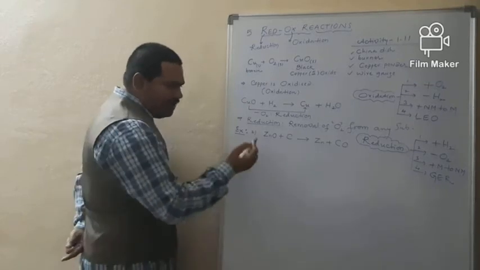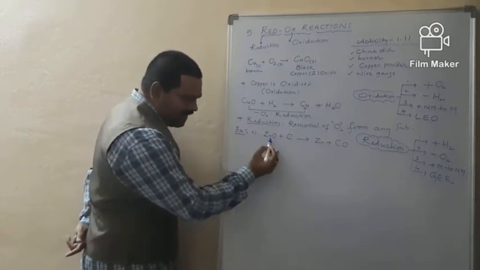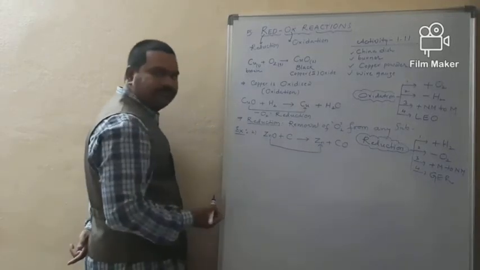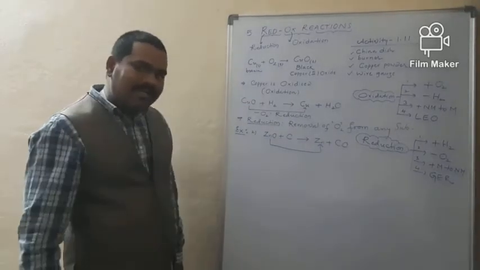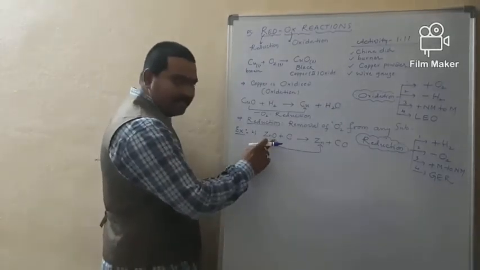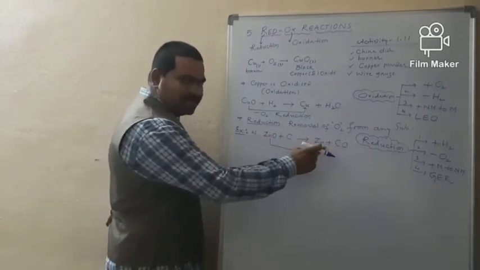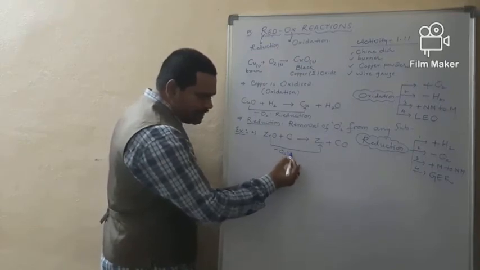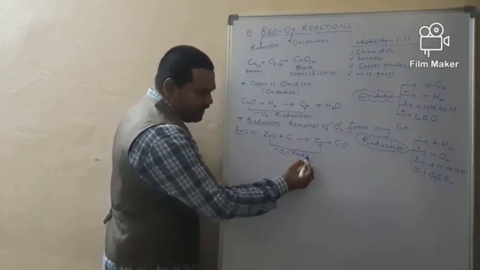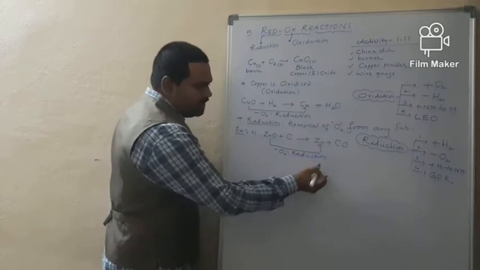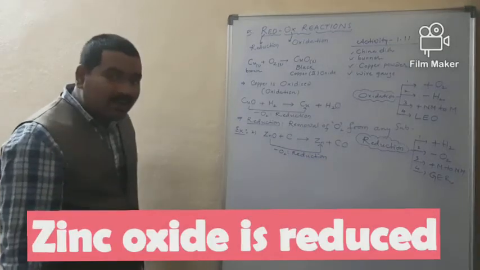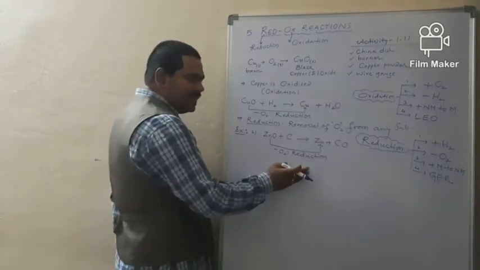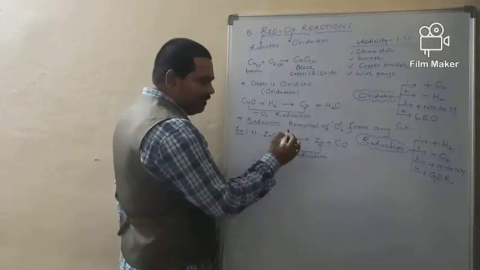Now, first of all, let me explain. Zinc oxide gradually converted to zinc. What happened on both sides? Previously, oxygen atom is there with zinc. Finally, there is no oxygen atom. So, what do you say? Removal of oxygen takes place, which is called reduction. So, zinc oxide is reduced.